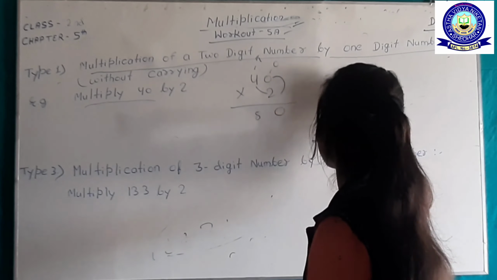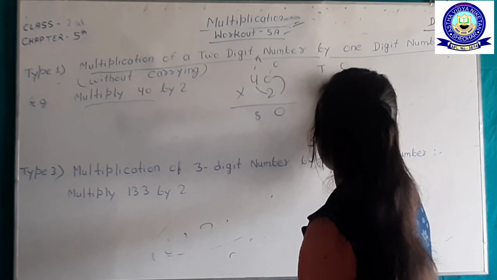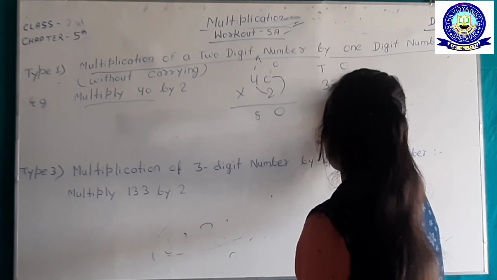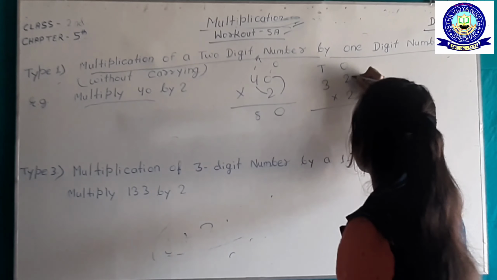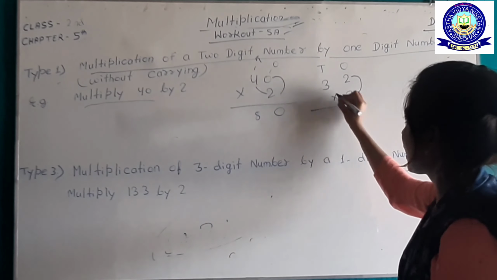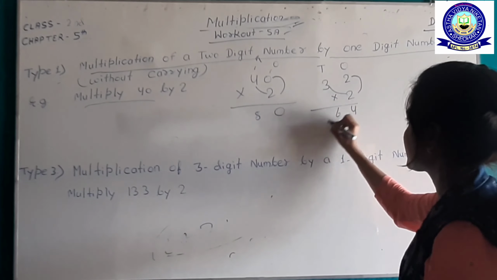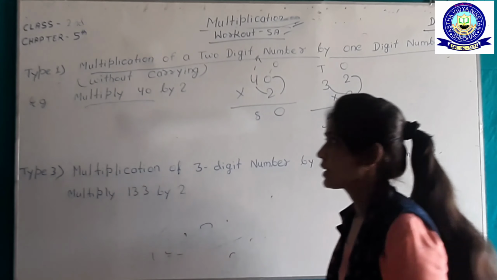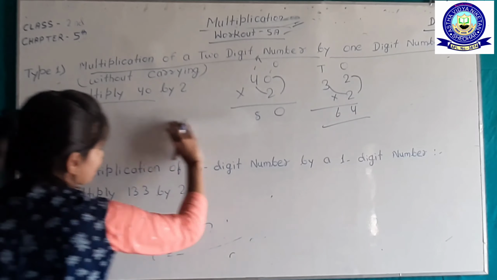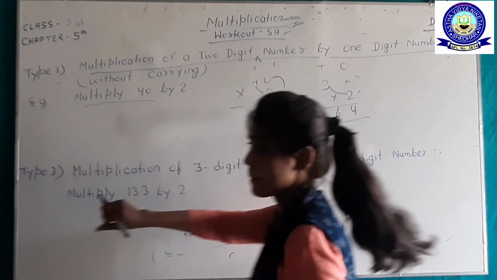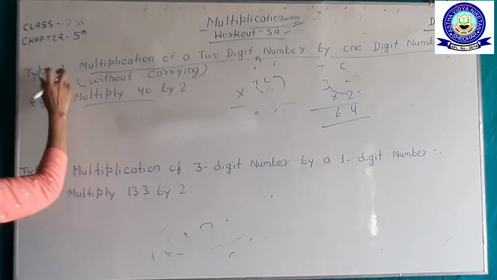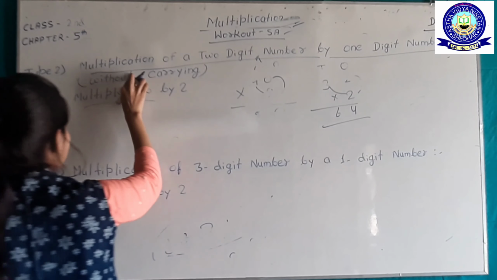Let's see another example. Here is ones and tens. Here is 2 and here is 3. We have to multiply it. 2 into 2, we get 4. And 3 into 2, we get 6. This is our multiplication without carrying. And your type 2 question is, you have to multiply with carrying.